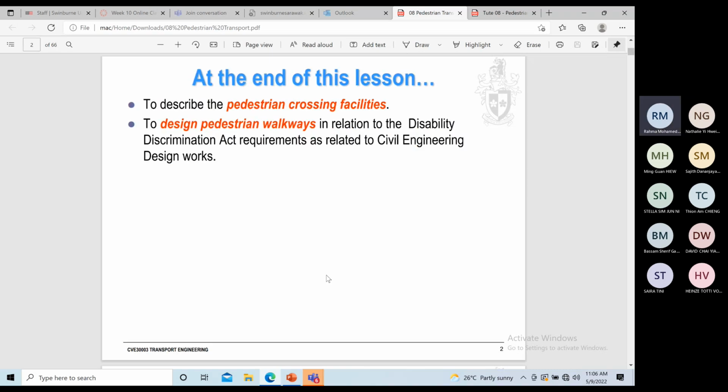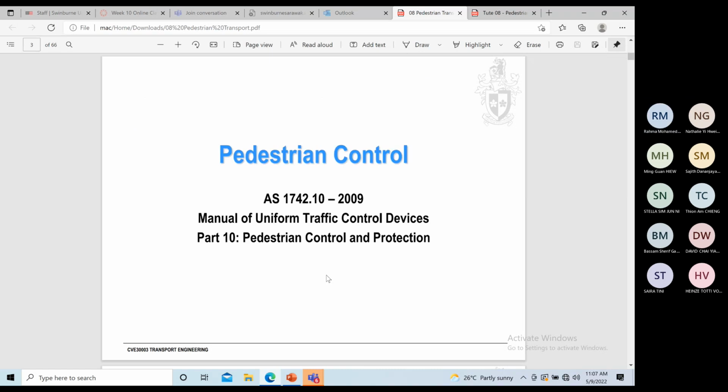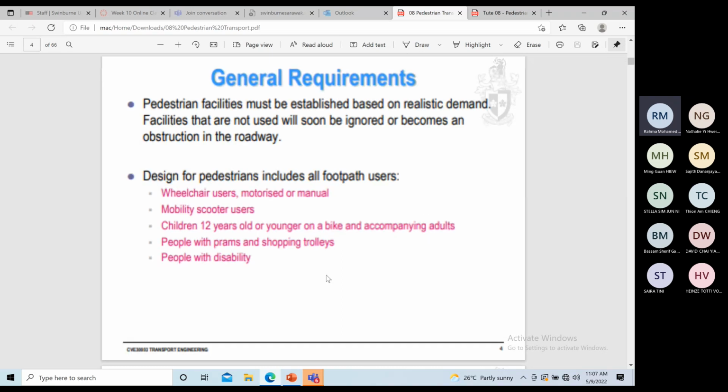So at the end of this lesson, every one of you is supposed to know all the pedestrian crossing facilities. There will be 4 classes we'll see later. Then every one of you should know how to design pedestrian walkways, that is paths and ramps. So for pedestrian control, we'll be using the Manual of Uniform Traffic Control Devices, the MUTCD, and we will mostly be looking into part 10, that is pedestrian control and protection.